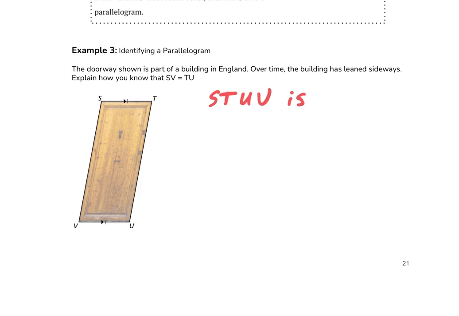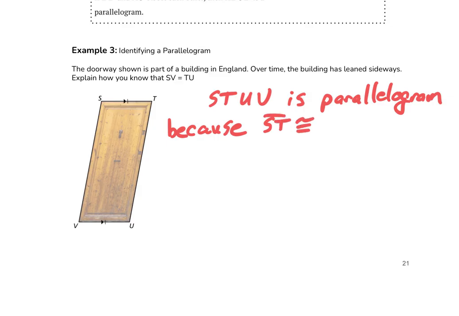STUV is a parallelogram because ST is congruent to VU and ST is parallel to VU. And that's marked, right? That is given to us. The arrow means parallel, the marking means congruent. So the bottom and the top sides are parallel and congruent.